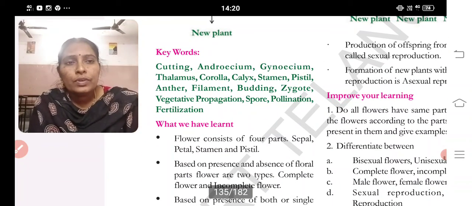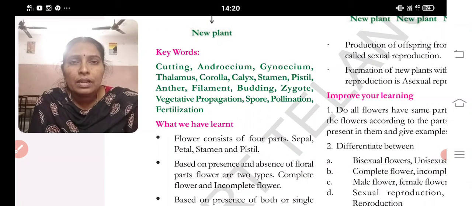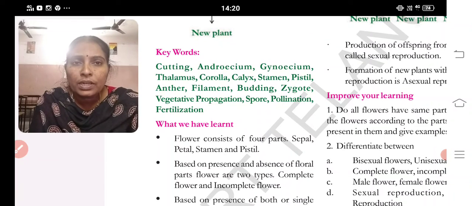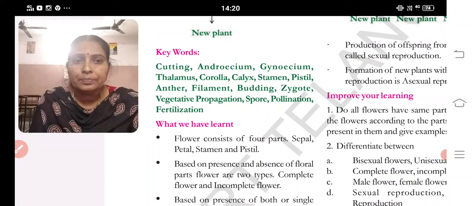Here, a flower consists of four parts: sepal, petal, stamen, pistil. What are the main parts of a flower? The remaining parts you have discussed in your 6th standard. In 7th standard, you are going to learn reproduction in plants. And the other part you left, which you did not discuss in 6th, is the flower. Flower plays a great role in reproduction. And a flower consists of four parts: the sepals, petals, stamens, and pistil.